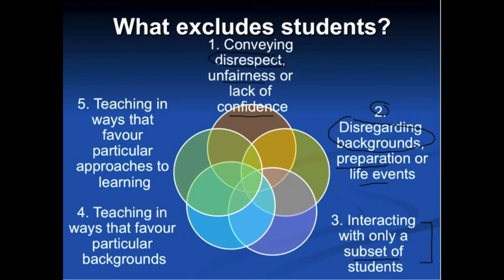Number 4 here, teaching ways that favour particular backgrounds. And number 5, teaching in ways that favour particular approaches to learning. And that really reflects, for instance, we've looked a little bit at learning styles. So if you've got an auditory or a visual preferred learning style, or whether it be hands-on, and you're teaching in that way, the students that don't favour that learning style may be excluded. So that's something to also consider there.